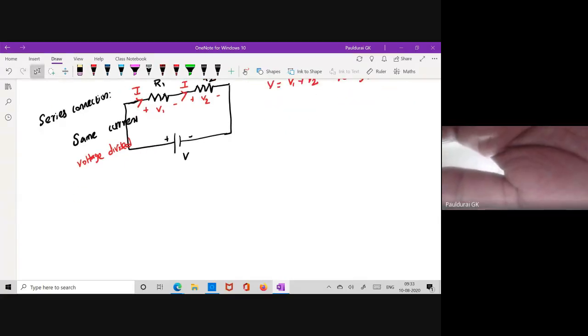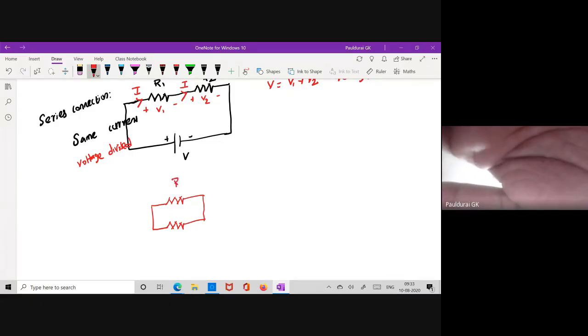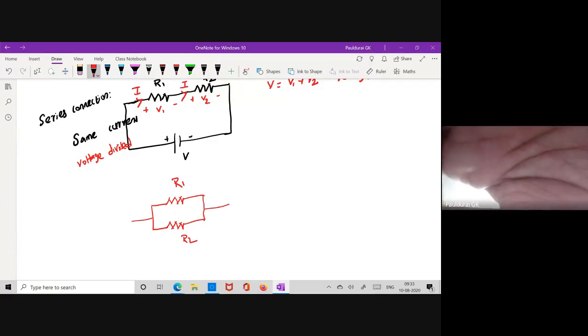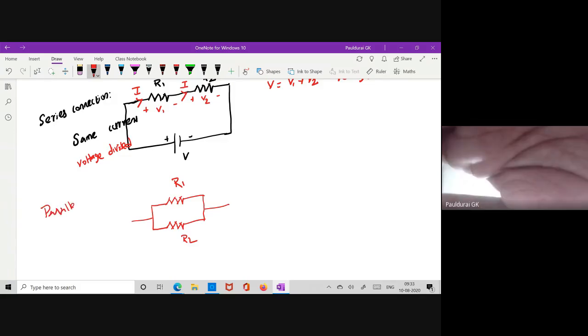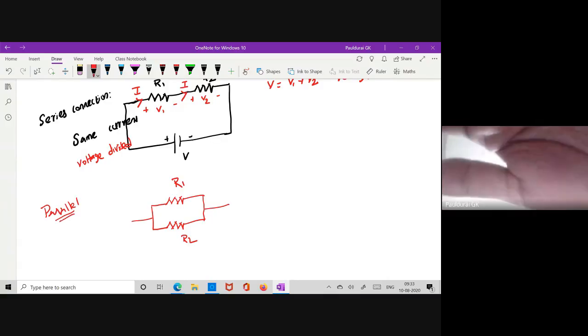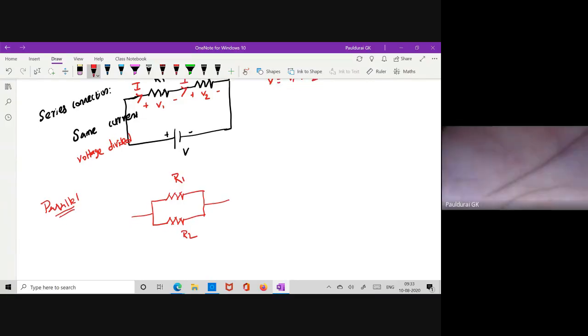Now coming to parallel. Take this is R1, R2, and take this is the two terminals. Now R1 and R2 are connected in series or parallel? Parallel. Obviously it is parallel. Why? Any idea? Current gets divided. Yeah, very good.